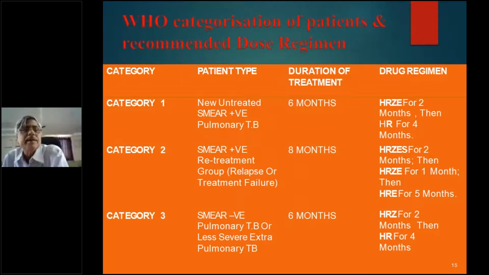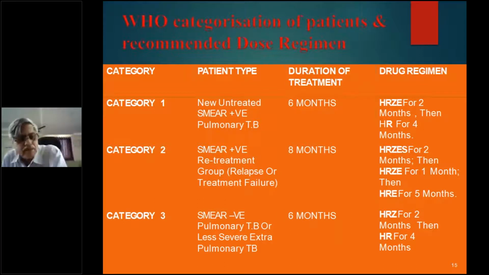That is category 1. Category 2, the defaulter, means the patient who has taken anti-tuberculosis treatment for more than a month, about 5 or 6 weeks, and then stopped or discontinued treatment for more than 2 months. He will be smear positive. That comes under category 2. So relapse, defaulter, and failure.